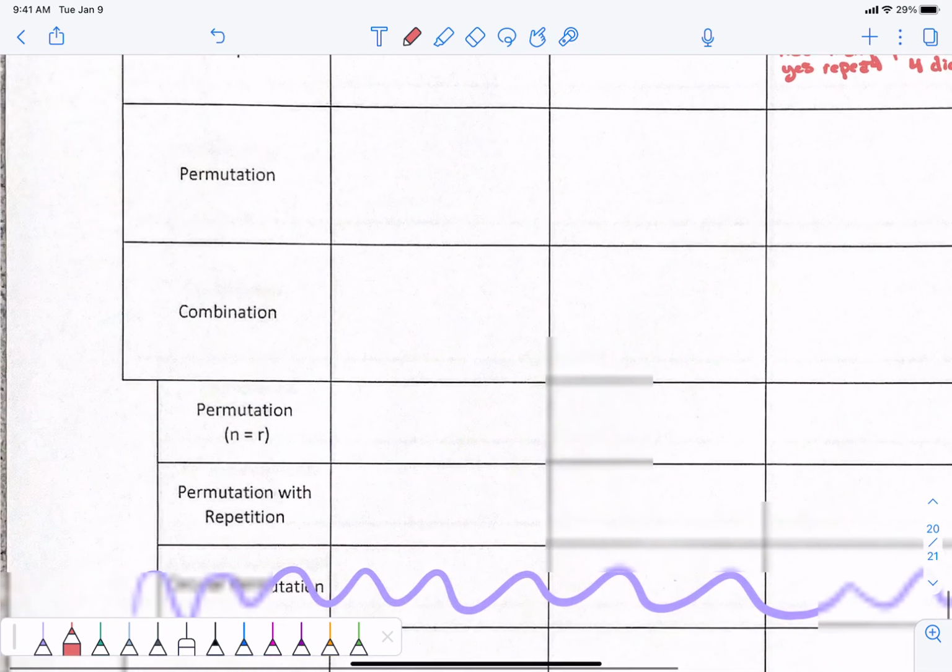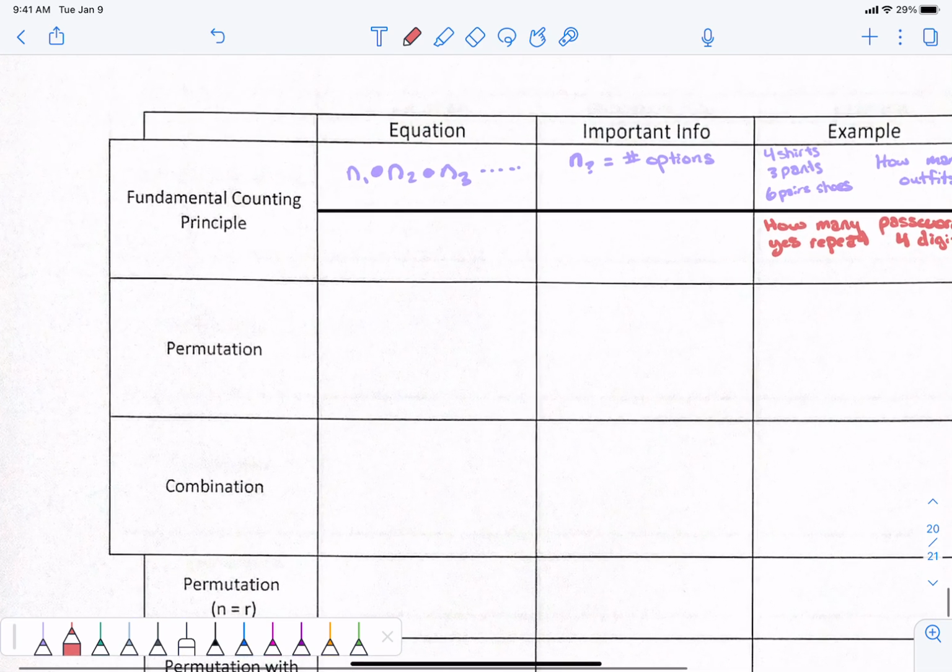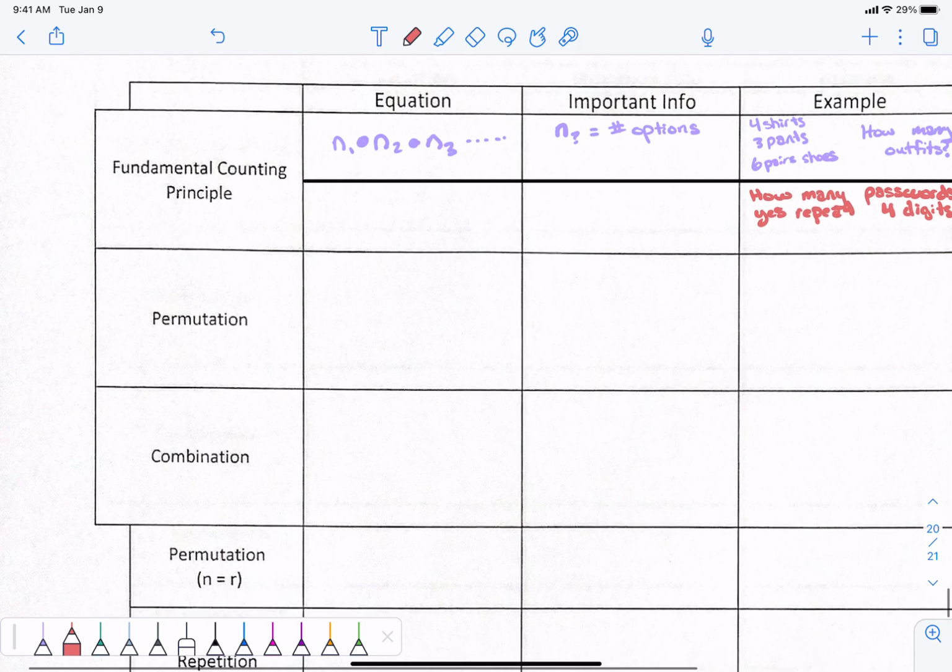All right, now we have permutations and combinations. Let's write some important information down. Permutation is nPr. Combination is nCr. They have equations, but I don't make you write them down because you will never not have your calculator to do it for you. So there is that. nPr, nCr.